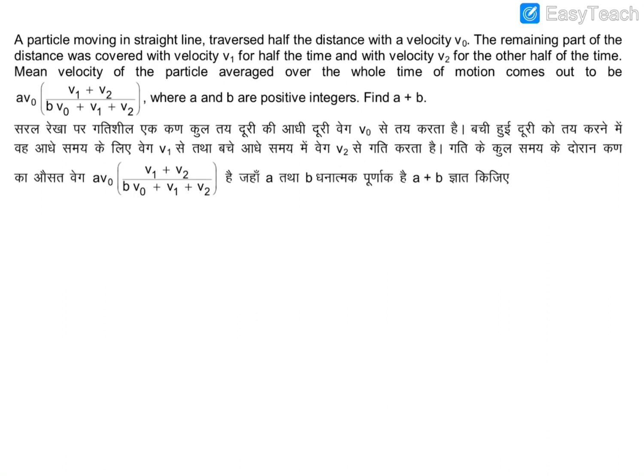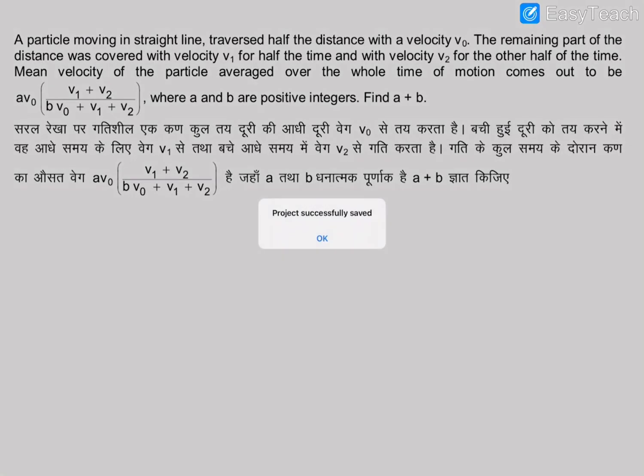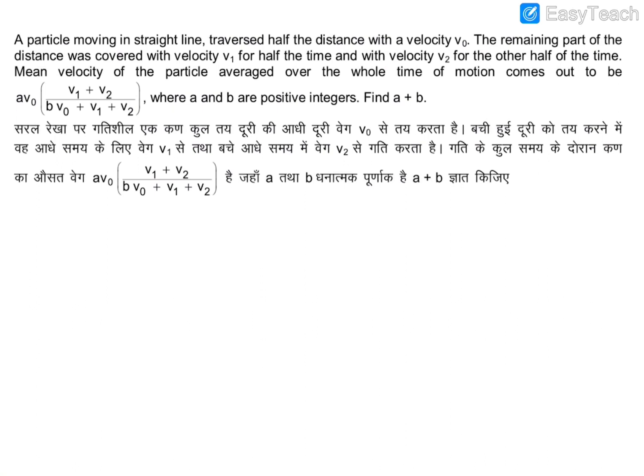Now we move on to the next question. In this question you can see that a particle is moving in a straight line. It has traveled half of the distance with velocity v0, and the remaining distance is covered with velocity v1 for half the time and with velocity v2 for the other half of the time. Now we have to find the average velocity of the particle averaged over the whole time of the motion, and we have to find the A plus B value.